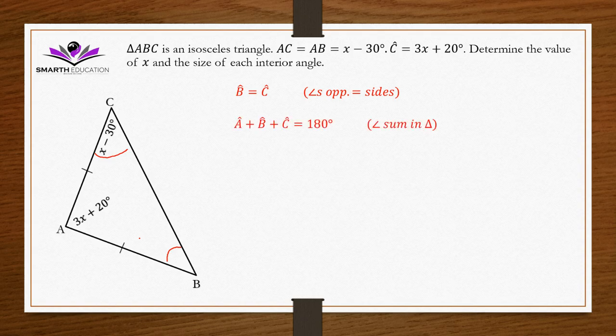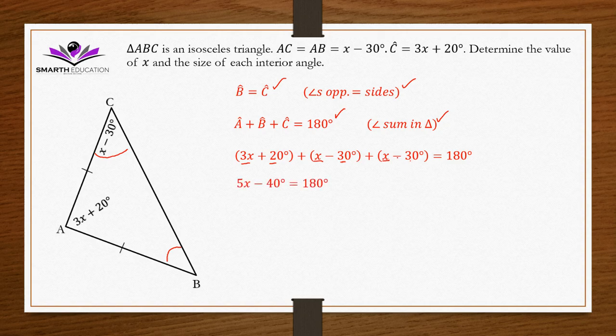Right. And then now we add the three angles. They must give us 180 degrees because they're interior angles of a triangle. So we write our statement and the reason. Right. So let's substitute what we have. Then we can collect like terms. 3x plus x is 5x, 20 degrees minus 30 degrees is negative 10 degrees, negative 10 degrees minus 30 degrees is negative 40 degrees. So we have 5x minus 40 degrees equal to 180 degrees.